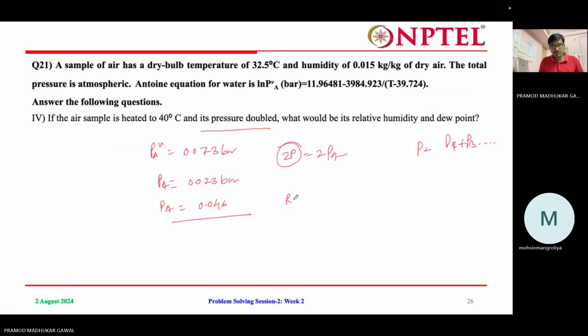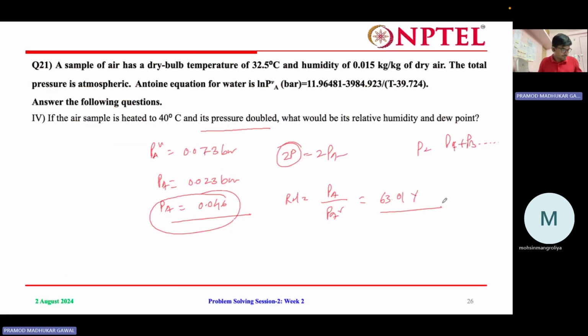Now put this value in this equation, PA divided by PAV, right? In this way, you have to use this value. So relative humidity is 63.01%, right? Okay.